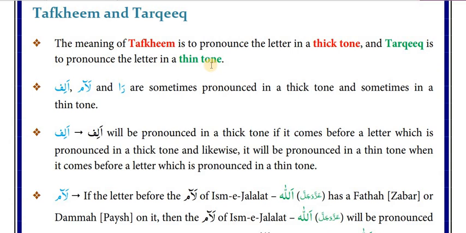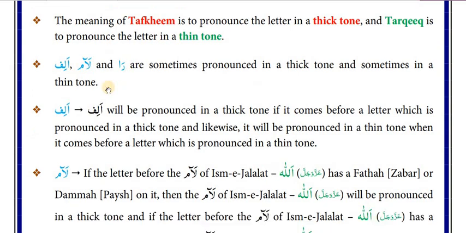You have learnt in lesson number 1 that there are 7 musta'liya letters, and we always pronounce them in a thick voice, but these are 3 letters. Sometimes we will pronounce these letters with a thick voice, sometimes in a thin voice. So let's read about alif. When can we read the alif in a thick voice and in a thin voice?